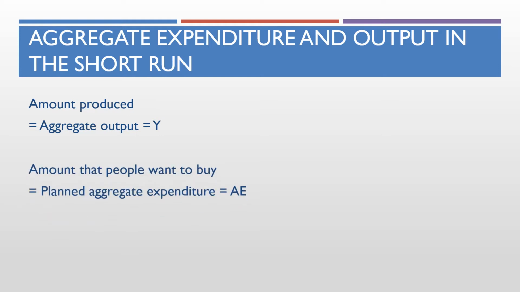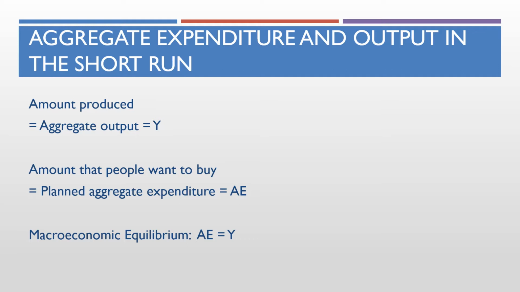And now we are also going to define another term called planned aggregate expenditure. The planned aggregate expenditure is represented by the notation AE. Later we're going to see how they show up in the model. But for now, the aggregate output is basically the total amount of goods and services that we produce in dollar values. And the aggregate expenditure in this model basically represents how many goods and services all the agents in the economy would like to purchase.